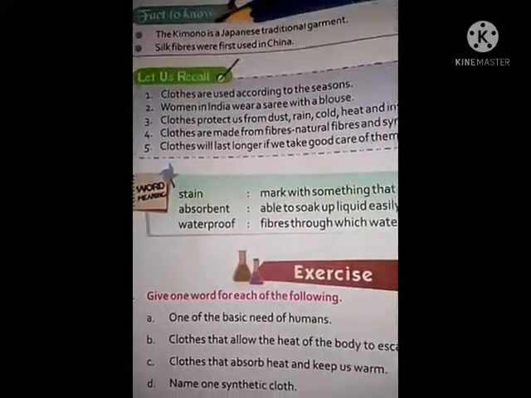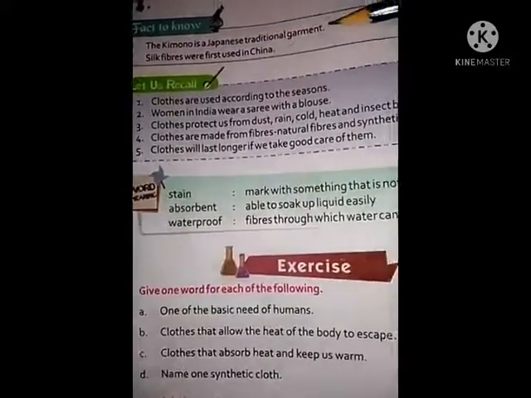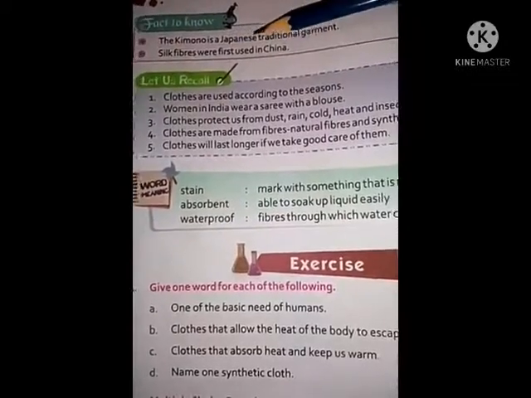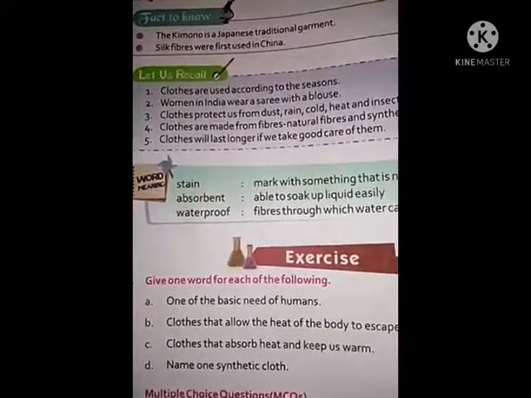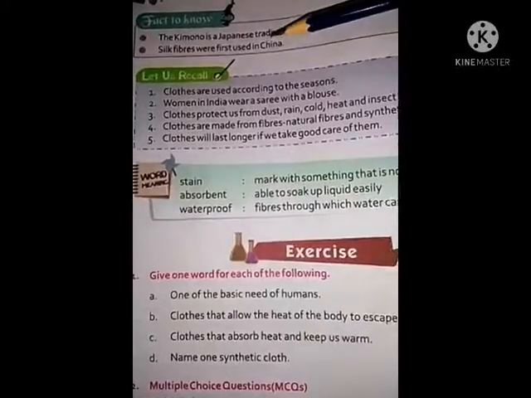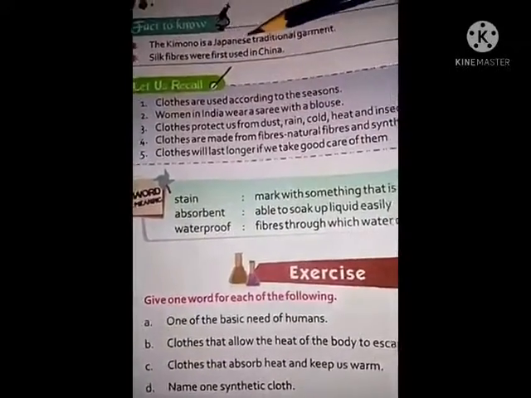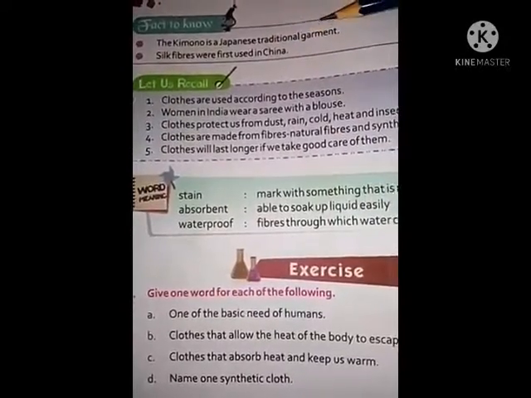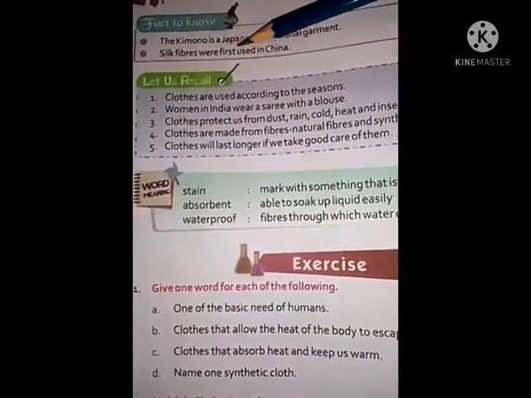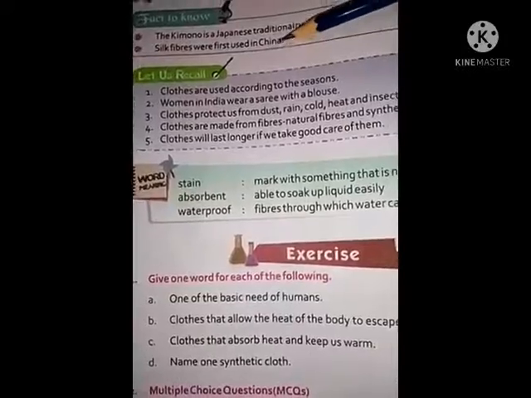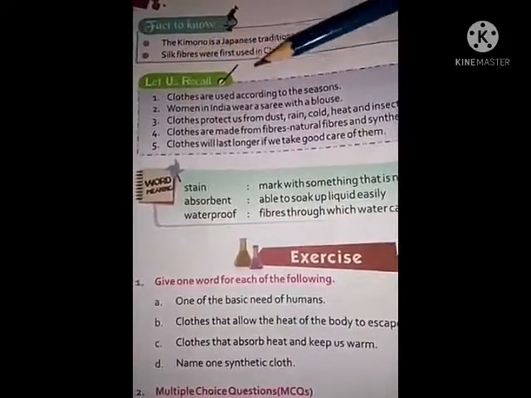Fact to know: the kimono is a Japanese traditional garment. The people of Japan wear the kimono because it is their traditional garment. Silk fibers were first used in China.